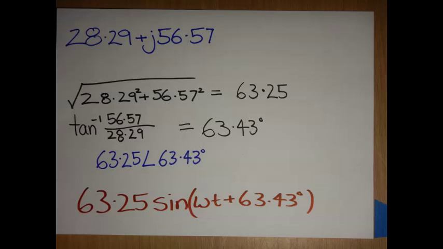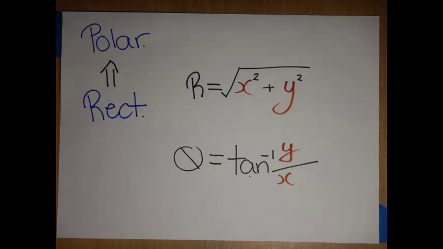To convert from rectangular form to polar form, we find the magnitude from the complex numbers by finding the hypotenuse, and then the direction is found by using the x and y values.